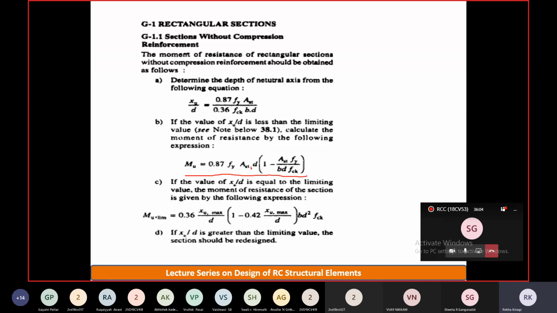Here AST should be written as AST1. Here also AST should be replaced with AST1 because it is the first section of the doubly reinforced beam. Mu1 is equal to 0.87 fy AST1 into d into 1 minus AST1 fy divided by fck b d. Using this equation, we'll be able to calculate mu1.